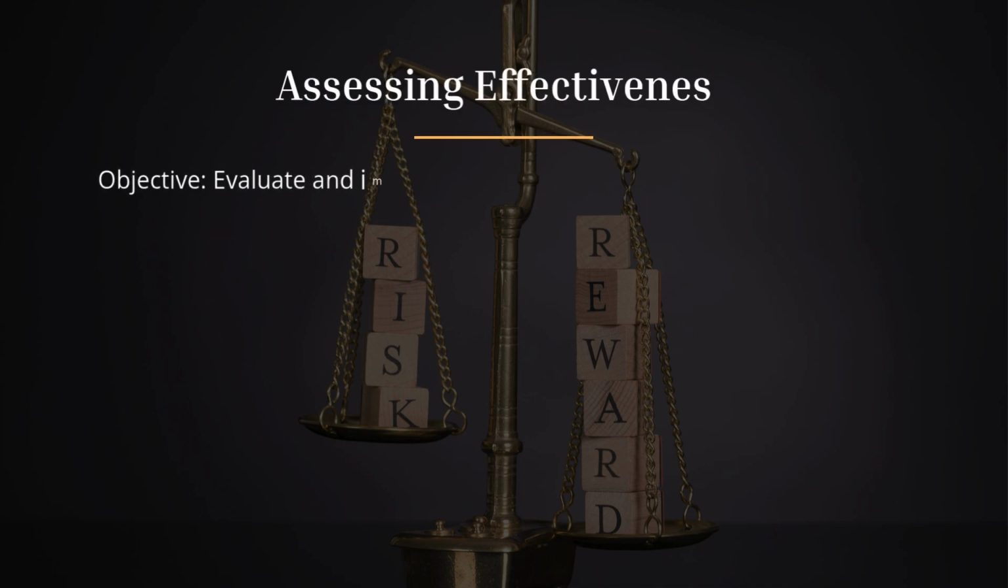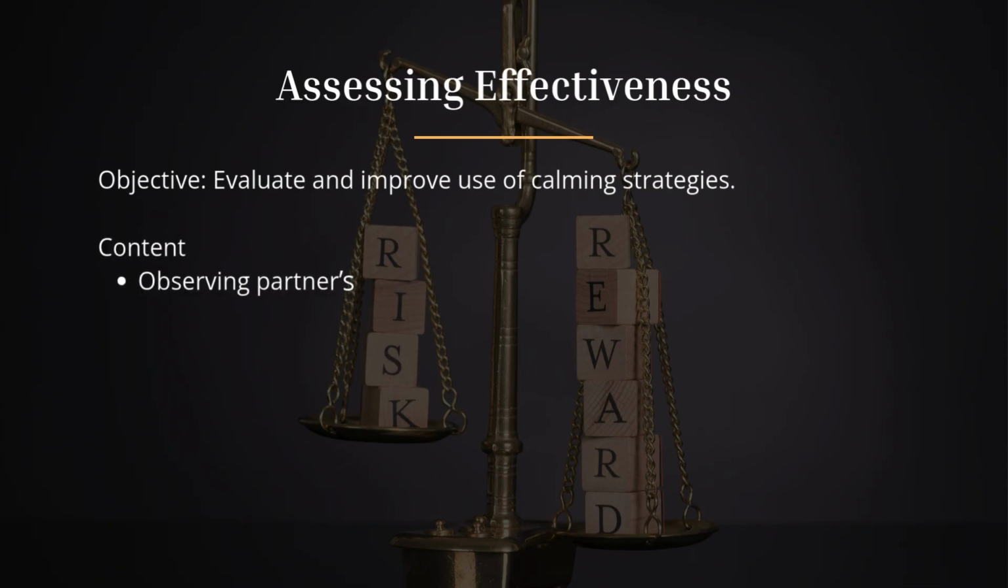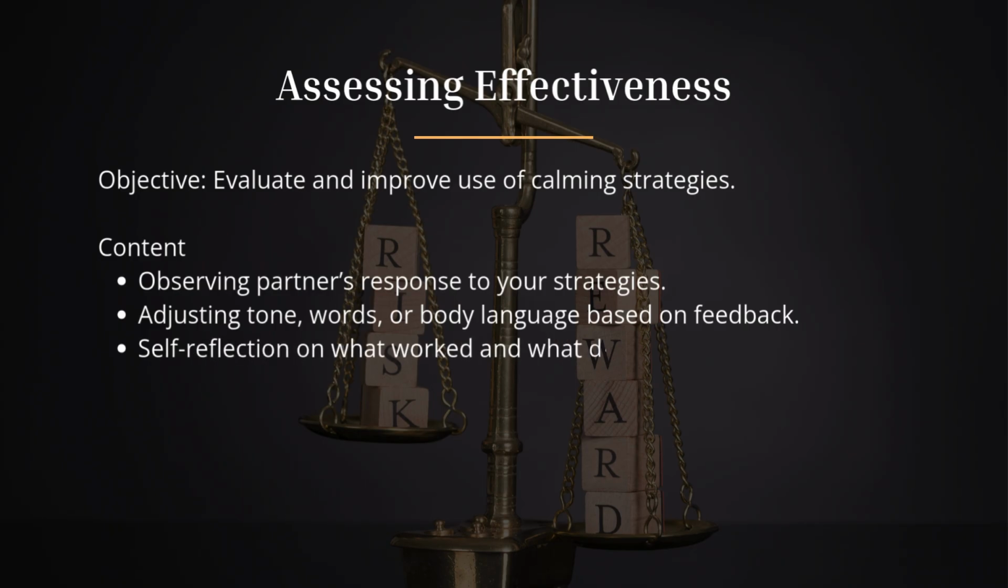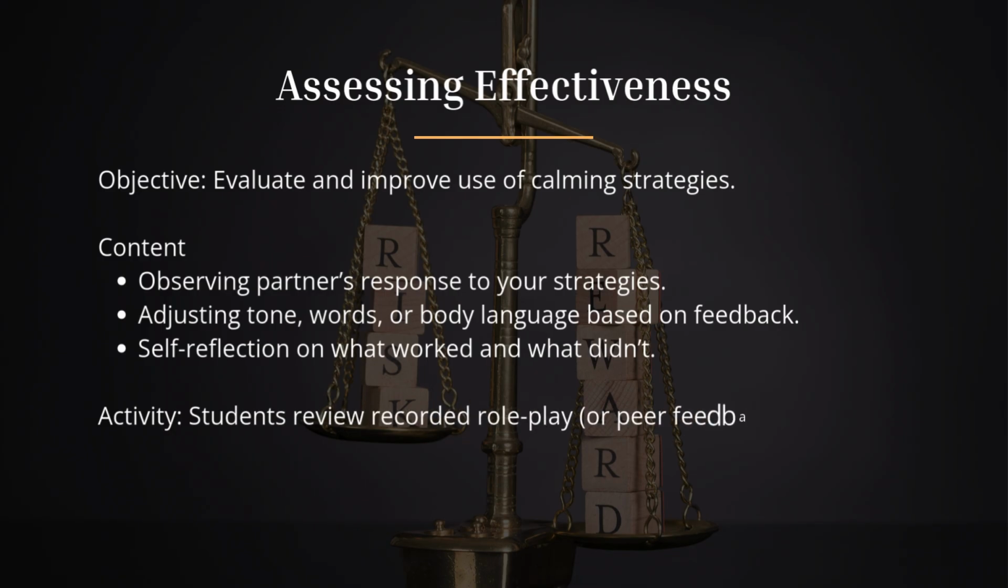Assessing effectiveness. Objective: evaluate and improve use of calming strategies. Content: observing your partner's response to your strategies. Adjusting tone, words, or body language based on feedback. Self-reflection on what worked and what didn't. Activity: students review recorded role-play, or peer feedback, to assess the effectiveness of their verbal and nonverbal strategies.